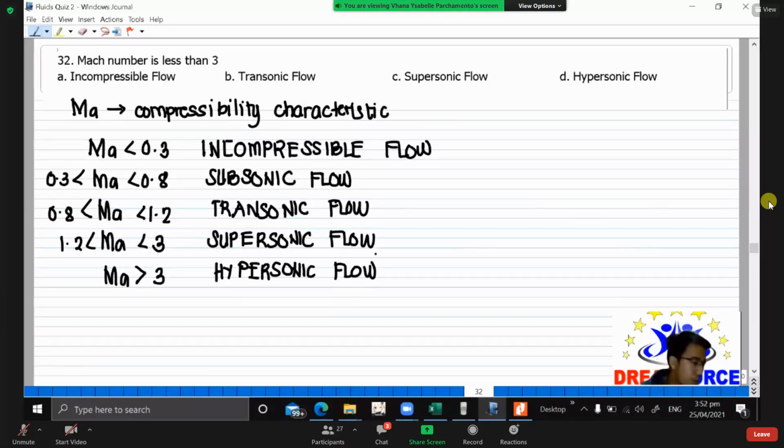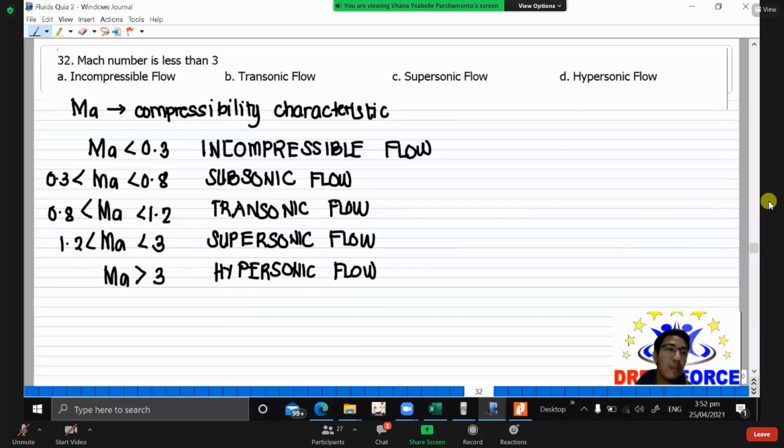Baka yung iba naghahanap ng Panasonic. TV po yun, hindi po yung type of Mach number. Okay, so from here, pag less than 3, saan dyan? Less than 3. Ang sagot natin dito sa number 32: less than 3, so dapat siya supersonic. Pero di naman niya binanggit na dapat greater than 1.2.